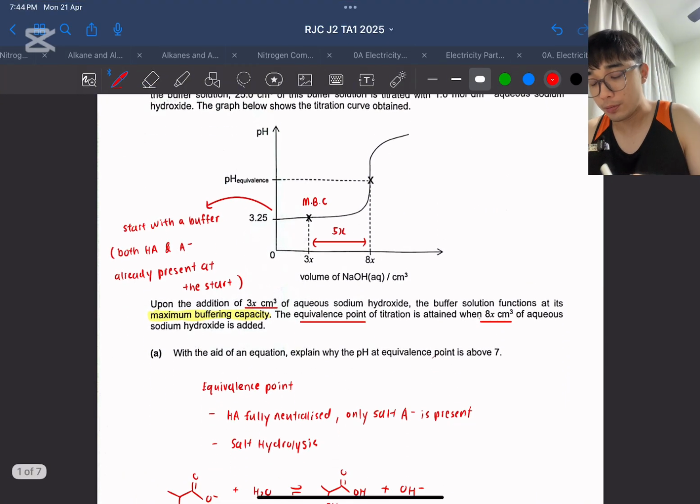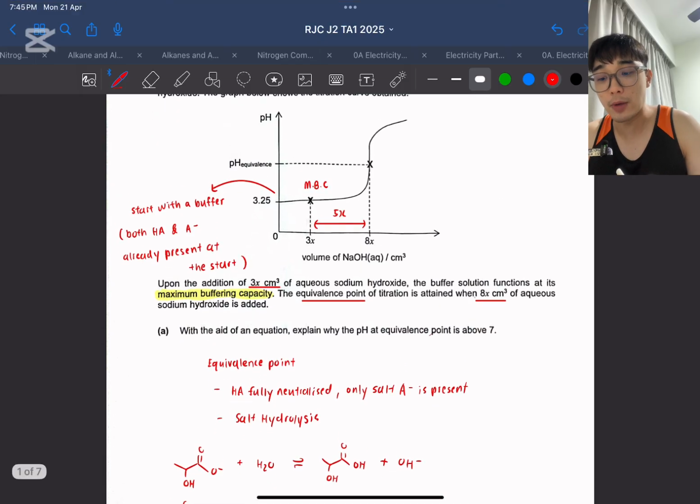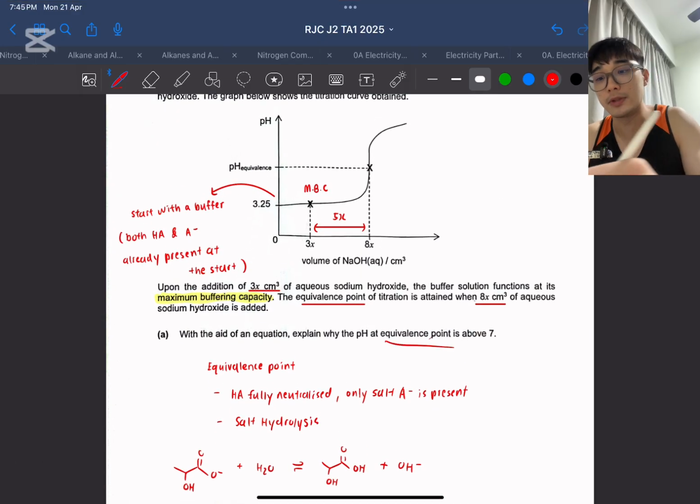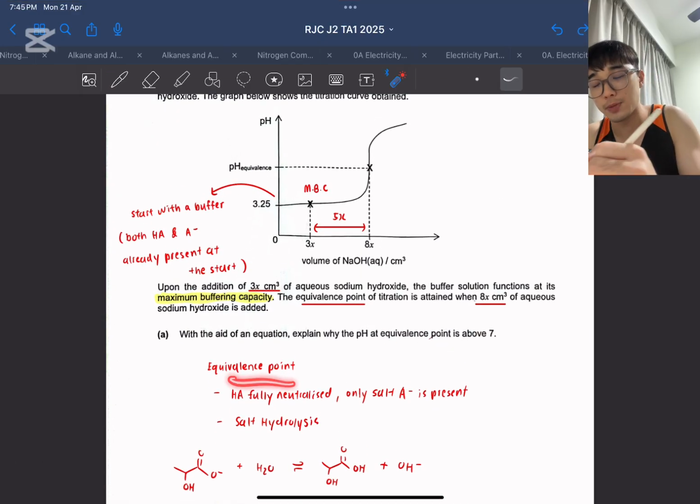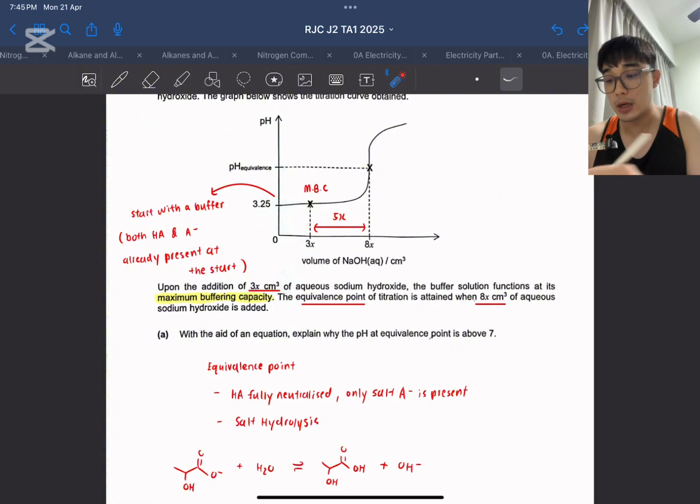Okay, so first question, pretty simple. Explain why the pH at the equivalence point is above 7. Now, always remember, at the equivalence point, you only contain the salt. The acid will definitely be fully neutralized by this point, so we only have the salt, which is A minus. This salt will undergo hydrolysis. So the equation will be your salt hydrolysis equation.